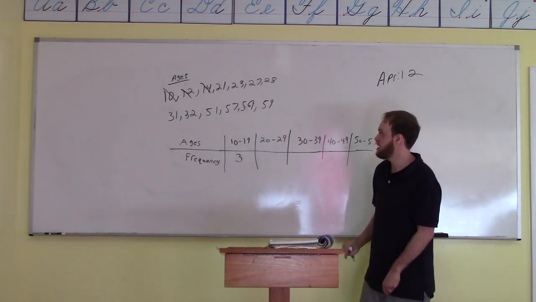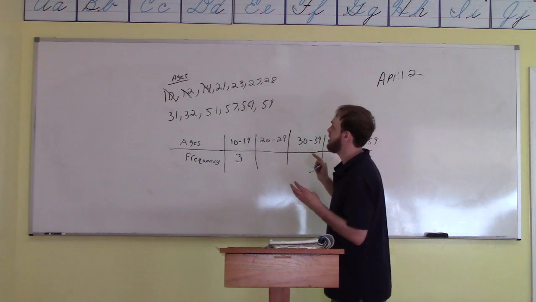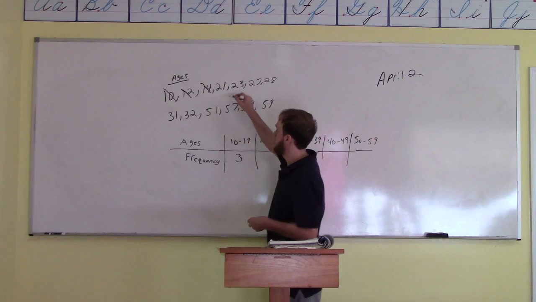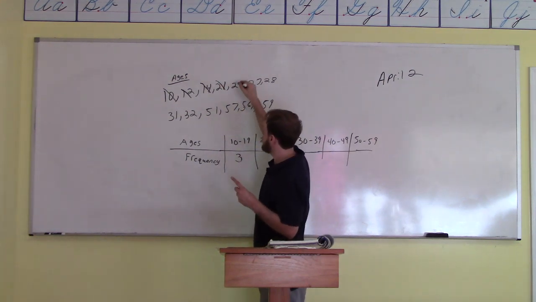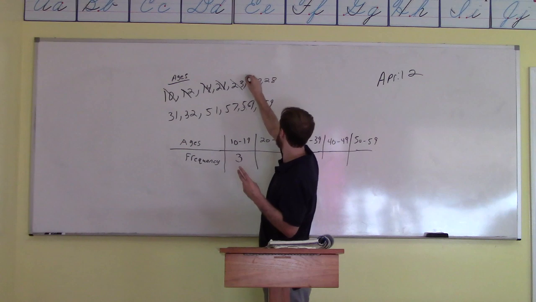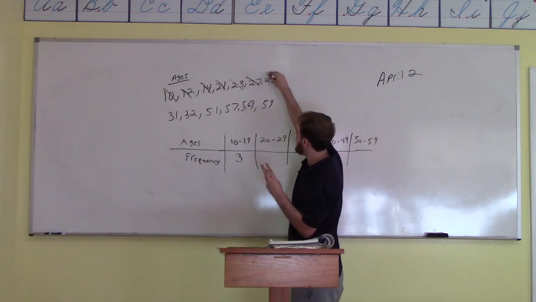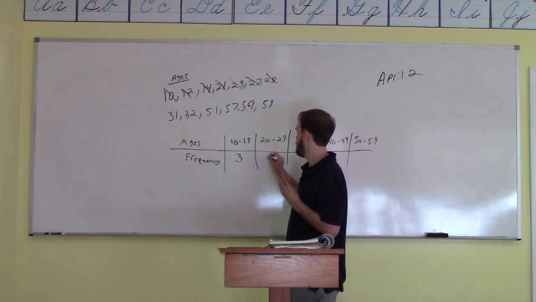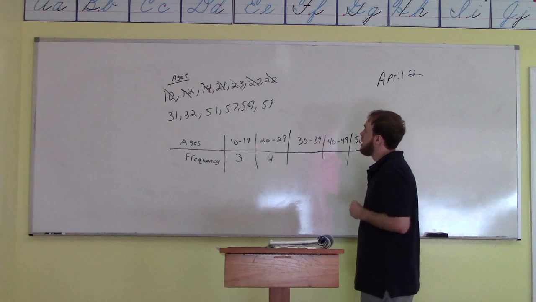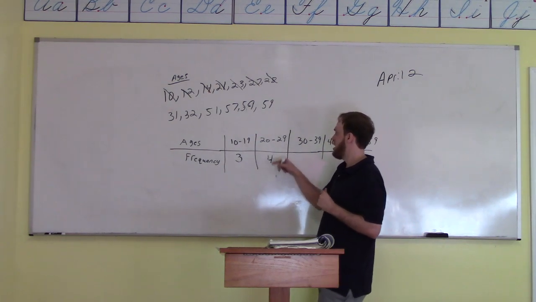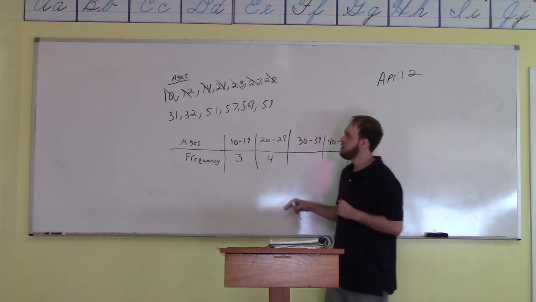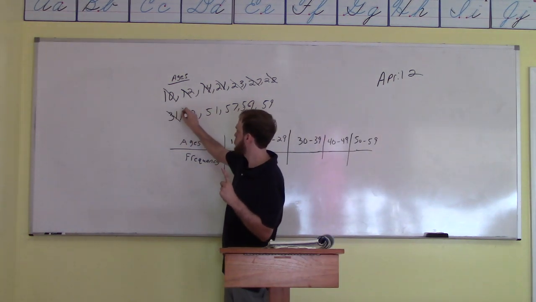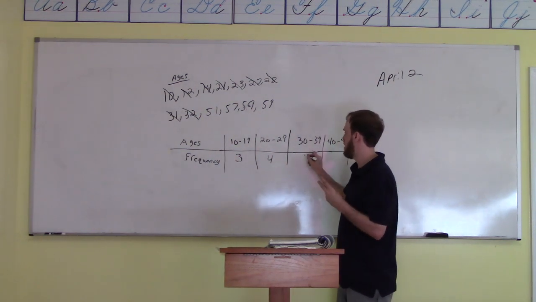The next is my 20 to 29. I'm going to look at my set of data, count how many are between 20 and 29, and cross them out as I go. So 21, that's 1, 23 is 2, 27 is 3, 28 gives me 4. So I have 4 of them, and I'm going to label this one with 4. That gets that set, so then I'm going to go 30 to 39. I have a 31 and a 32, and that's all for the 30s. So I have 2.